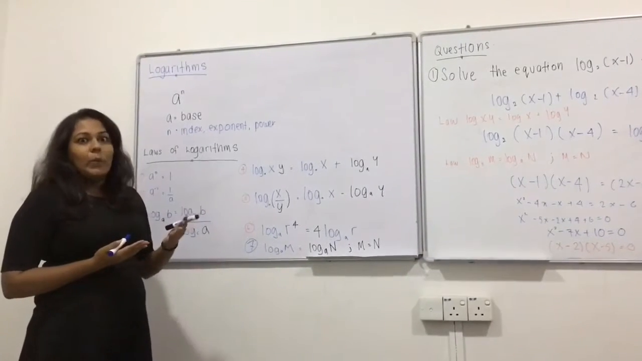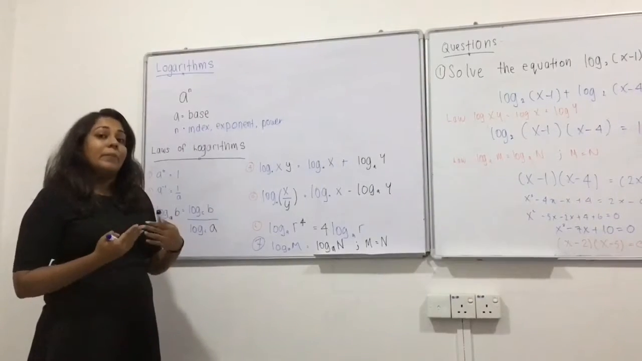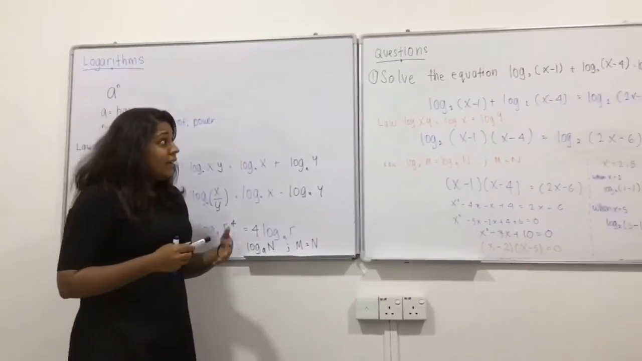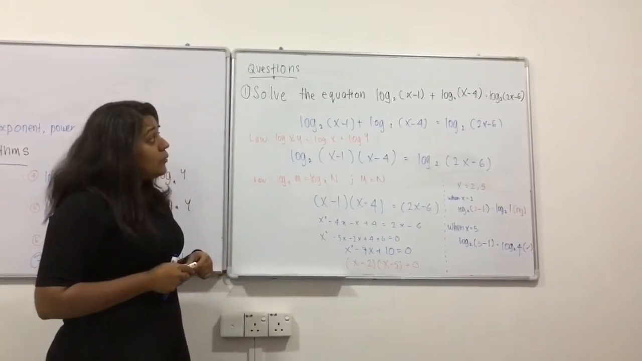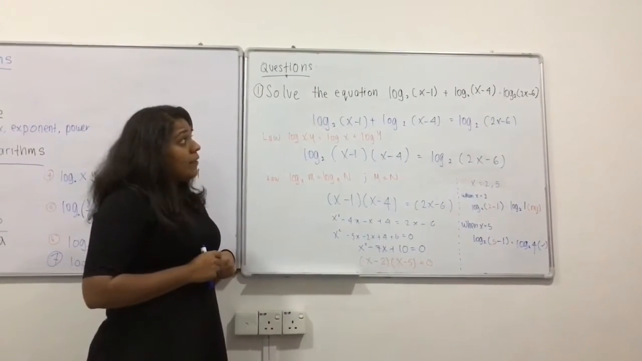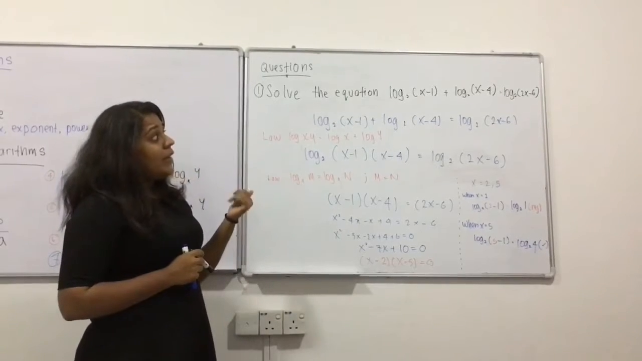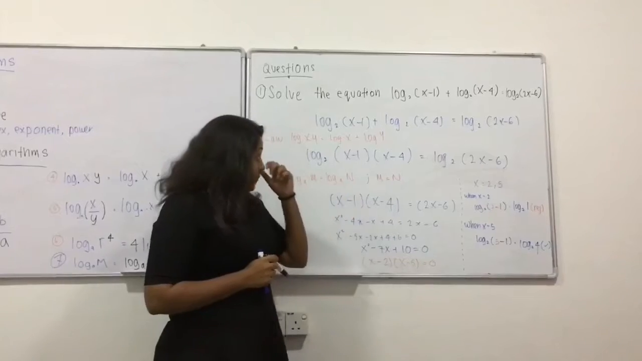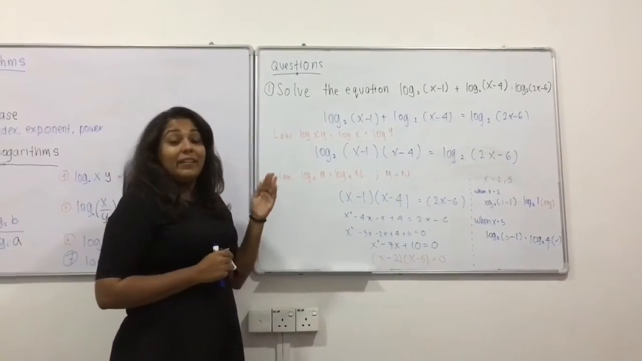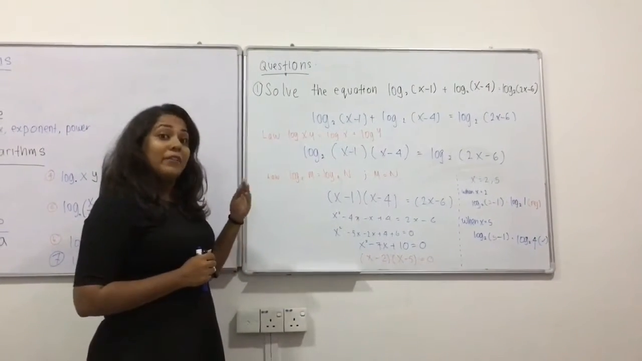Let's go through one question and see how different laws are applied in one question itself. Now, the question is: solve the equation log_2 (x minus 1) plus log_2 (x minus 4) equals log_2 (2x minus 6). It's actually a very easy question if you understand how the log comes in here.